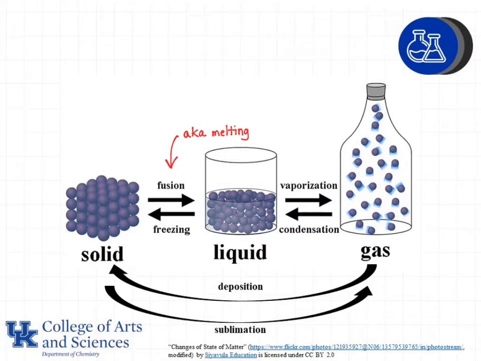We can also go directly from a solid to a gas or vice versa. Going from a solid to a gas is known as sublimation. The most common example of this is with dry ice. And we can go from a gas to a solid through deposition.